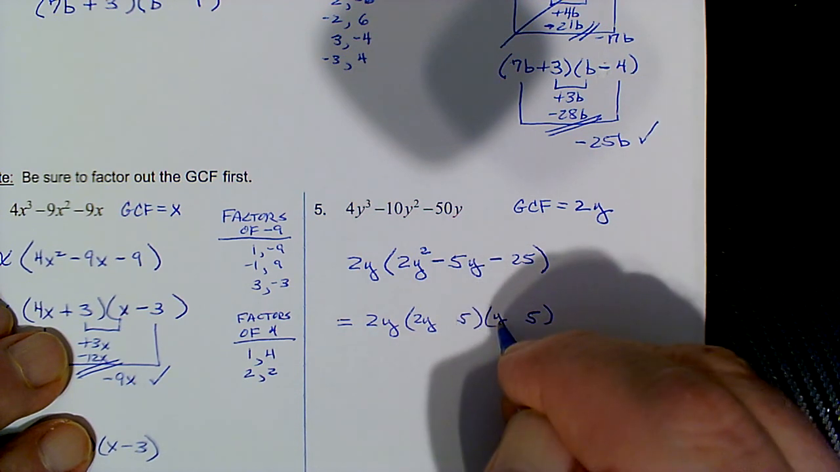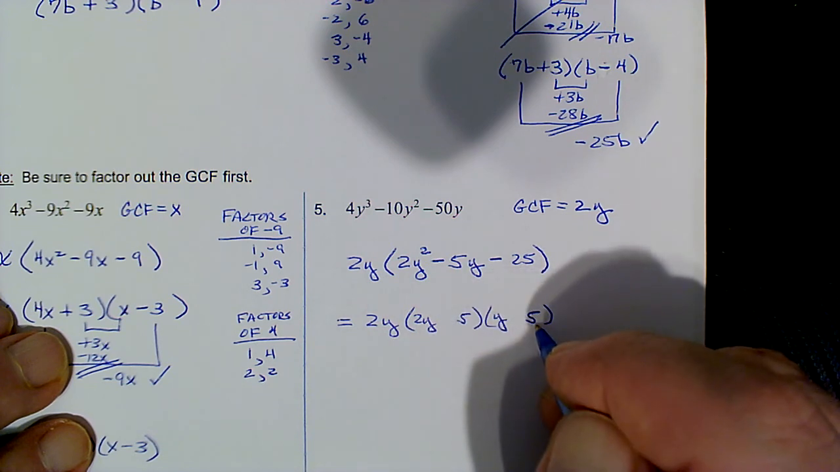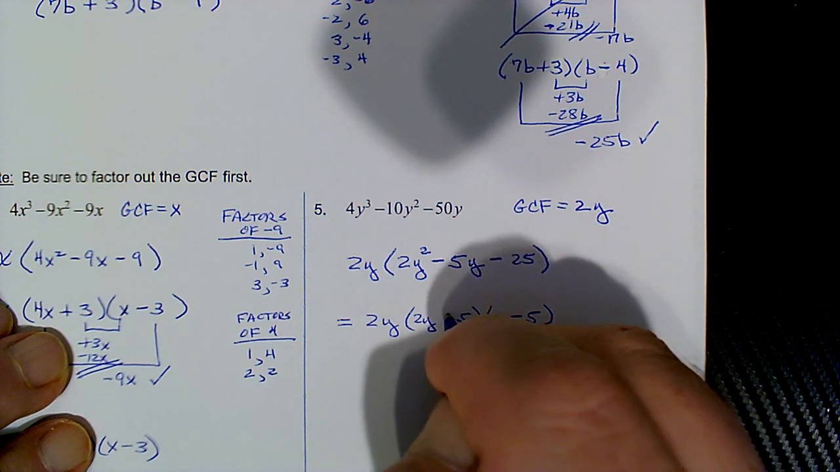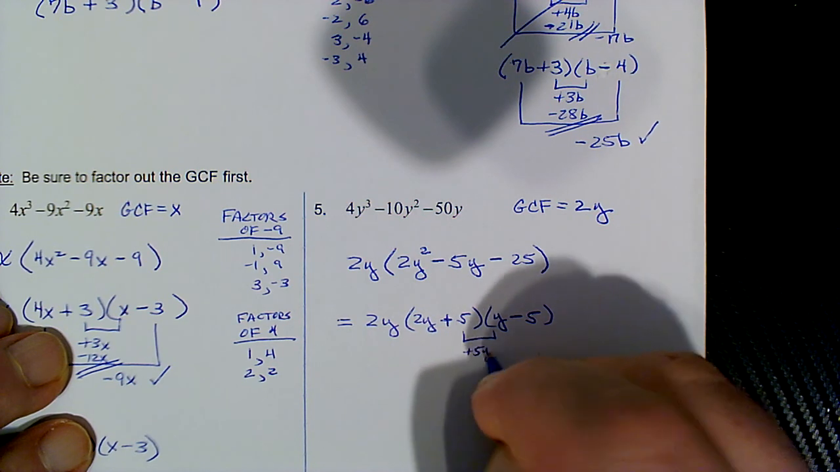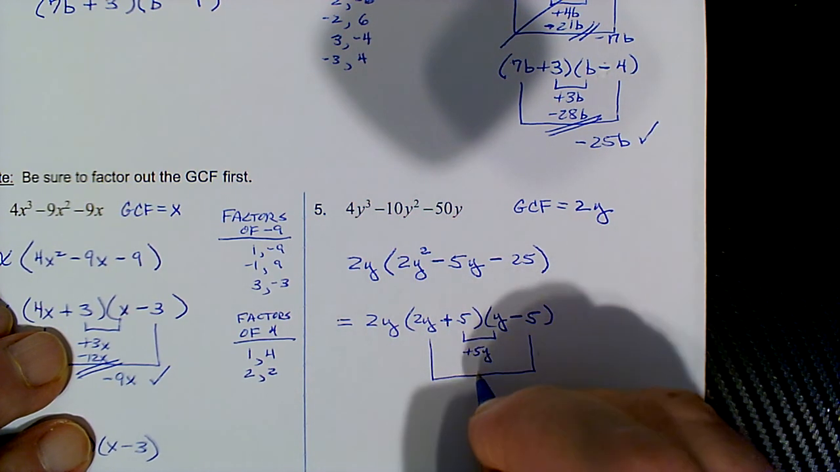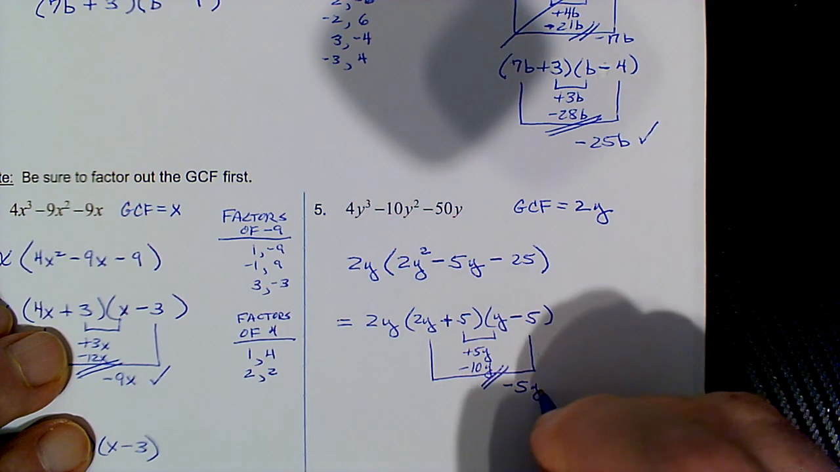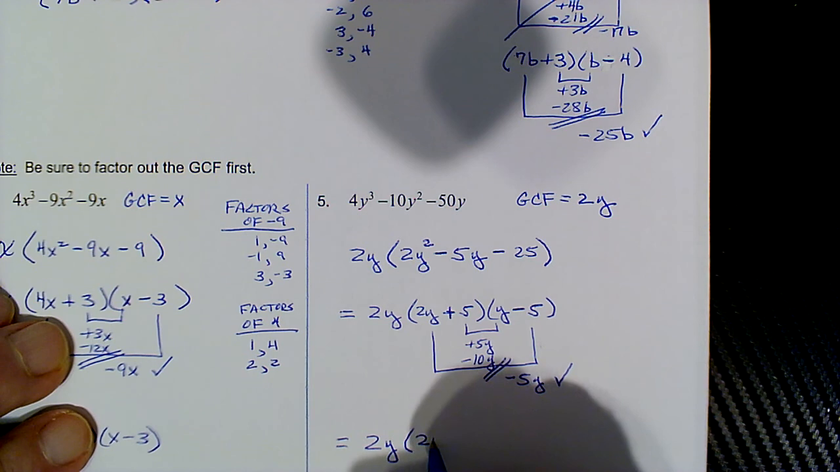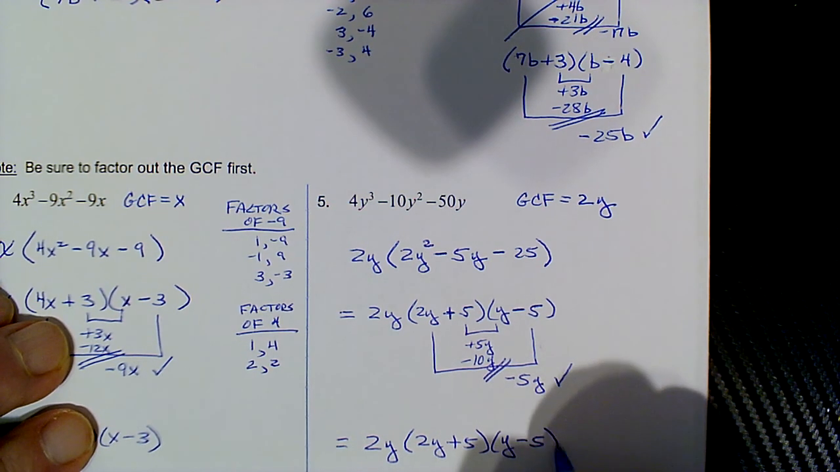This gives us 5y. This will give us 10y. We'd want the 10y to be a negative and the 5y to be a positive. And then that'll work. This gives plus 5y for the inners, minus 10y for the outers, combines to give negative 5y, and it checks. So the correct factorization here, the 2y is part of the factors. And then we have 2y plus 5 and y minus 5.